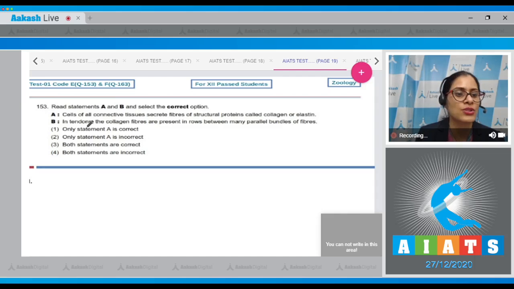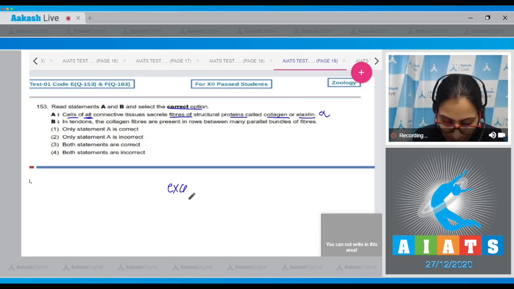Question number 153. Read statements A and B and select the correct option. The very first statement says, cells of all connective tissues secrete fibers of structural proteins called collagen or elastin. And this is an incorrect statement because in all connective tissue except blood, cells secrete fibers made of structural proteins called collagen or elastin.